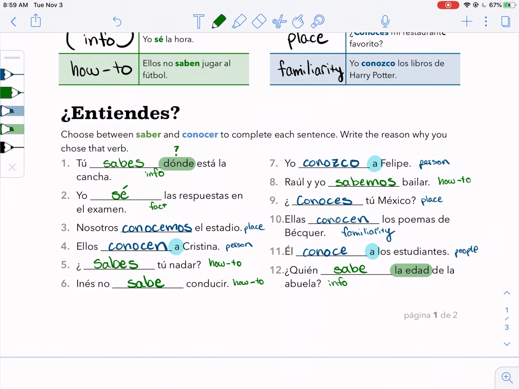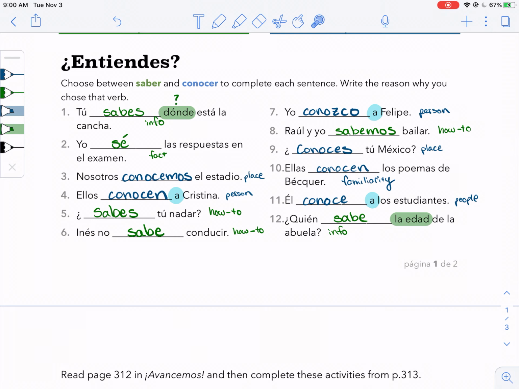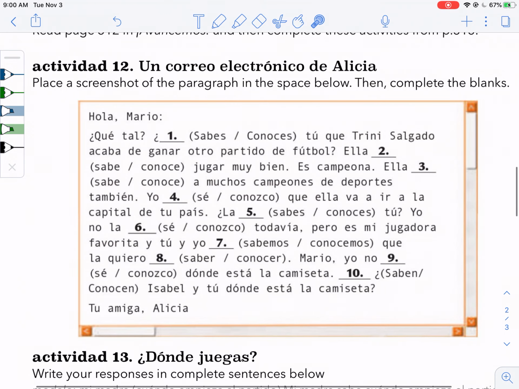All right. Go ahead and pause the video and complete activities 12 and 13 on page 313 in your textbook. Here we go. Let's check our work.